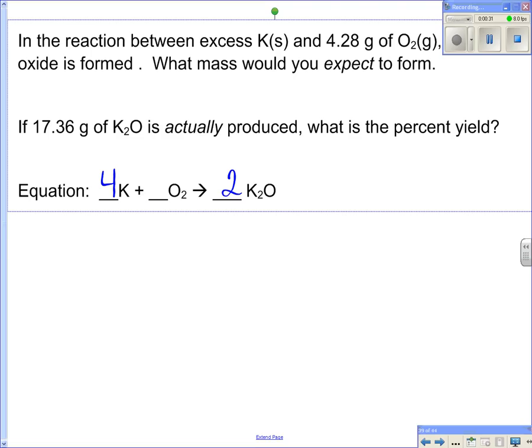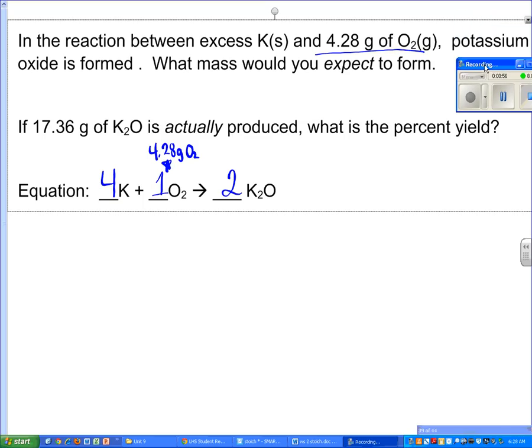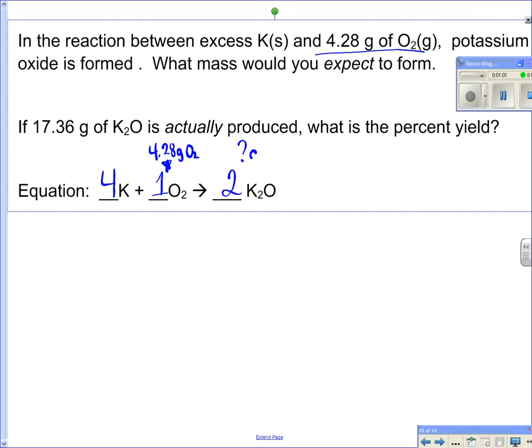Then if I look at my problem, I'm just going to label things. It tells me that I have 4.28 grams of O2. So I'm going to place a 1 in that blank, and I know I have 4.28 grams of oxygen. And that's going to be my superstar, which I know things about. And then it wants to know how much potassium oxide is formed, so I need to know the grams of potassium oxide.